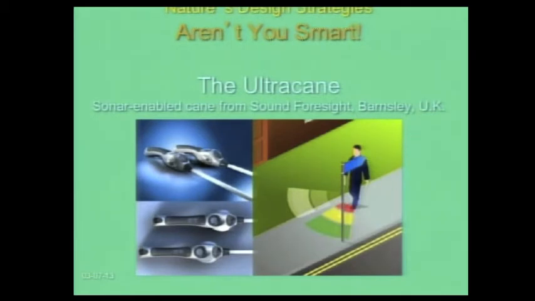Okay, here is a simple one-look thing. The Ultra Cane is using radar based on bat observation within the cane. Seems like a simple idea, but it's a vast improvement for someone who is blind.